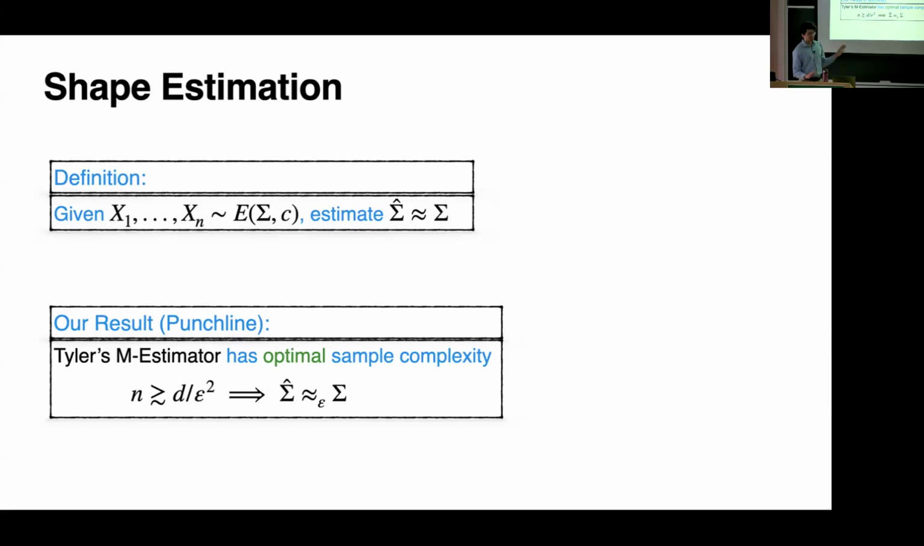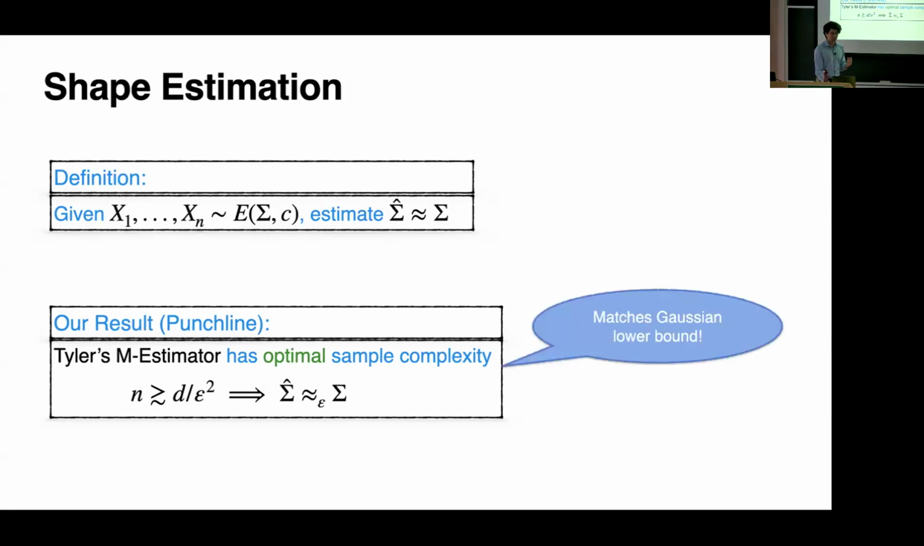Cool. And I won't leave you hanging so much. The punchline is we match the sample complexity guarantees of the Gaussian for this much broader class of distributions. We analyze a known, very well-studied estimator called Tyler's M-Estimator, and we show it achieves optimal sample complexity that matches the Gaussian. Yeah, so yay.